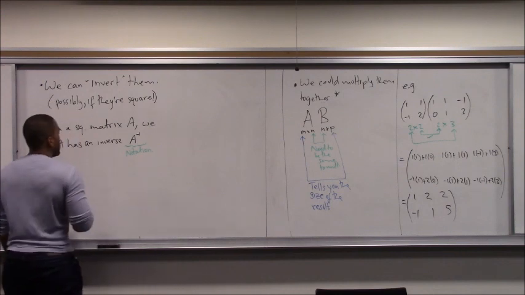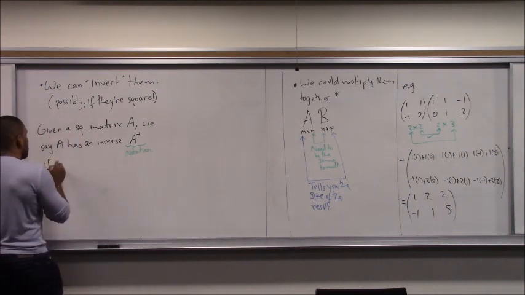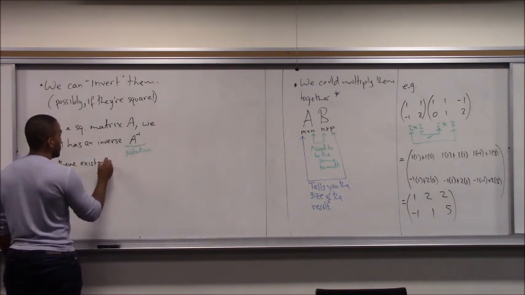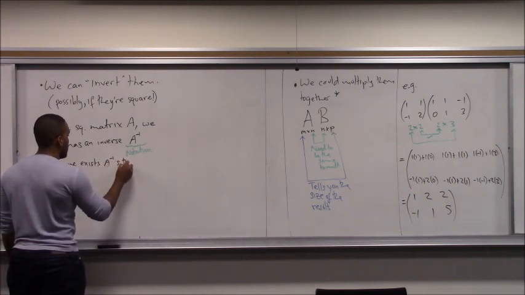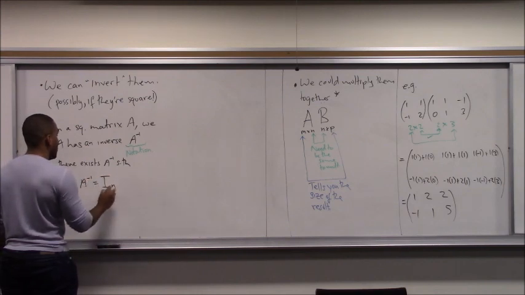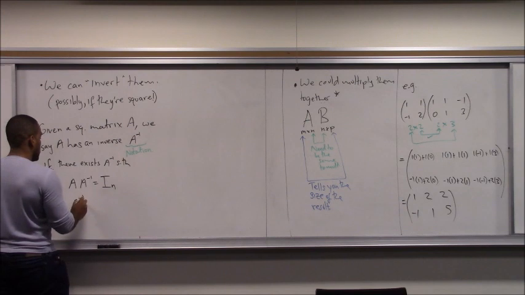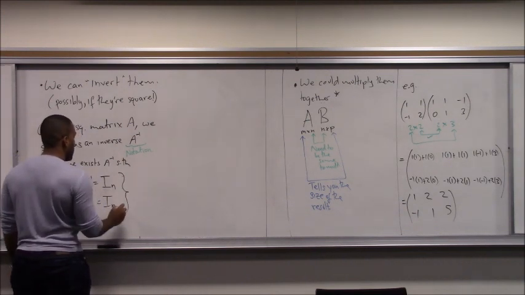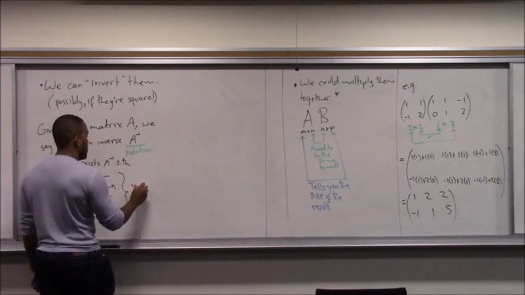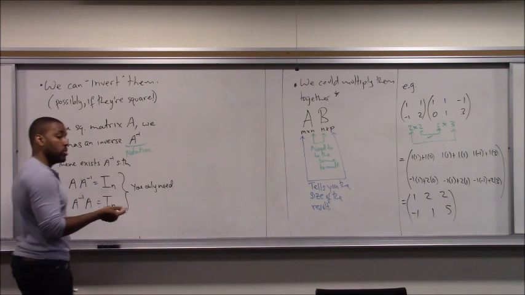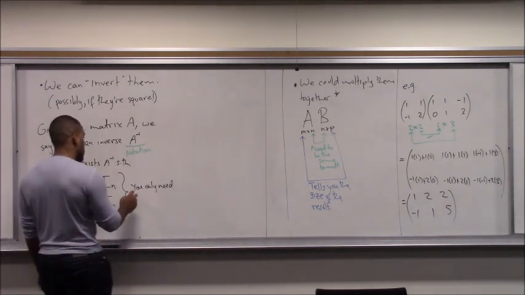So we say it has an inverse if there exists this matrix A inverse such that if I multiply A by the inverse, you will get the identity. And if I multiply the inverse by A, you will also get the identity. And we saw that you only need to check one of these, because once one is true, the other one happens to be true. That's something that we could prove, and I mentioned.